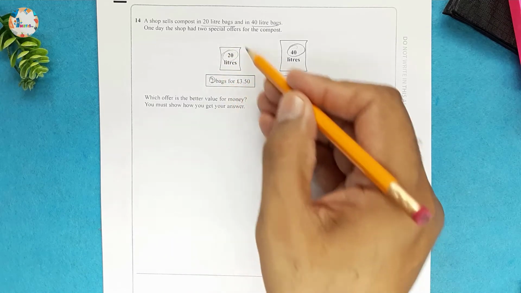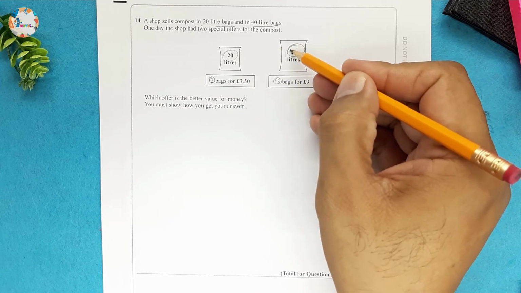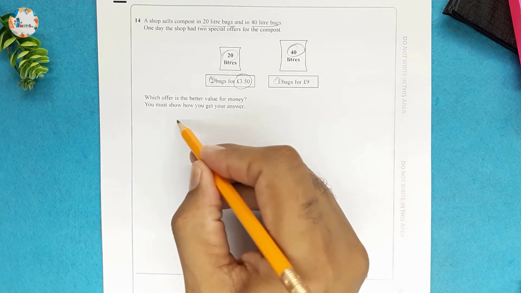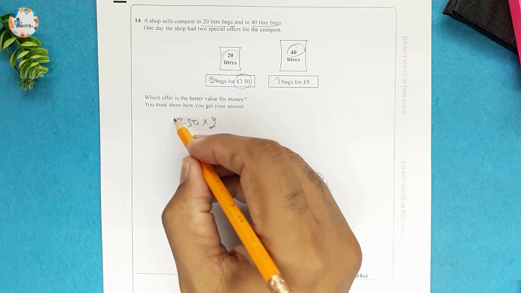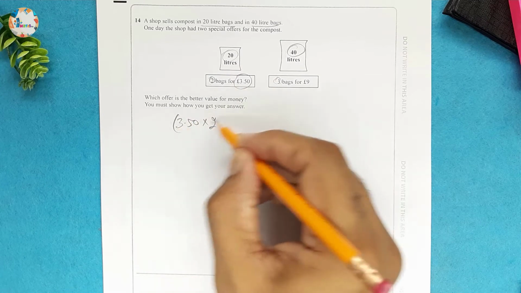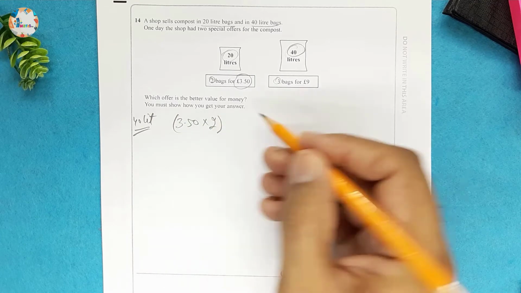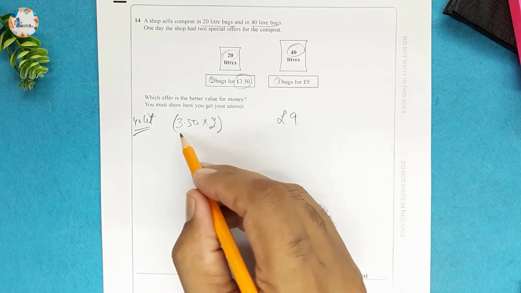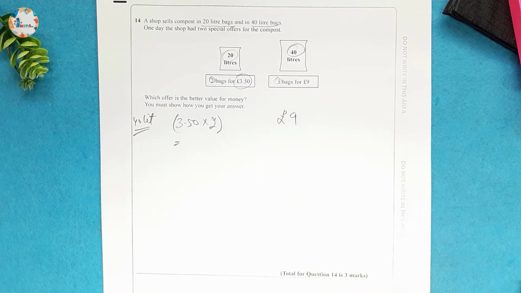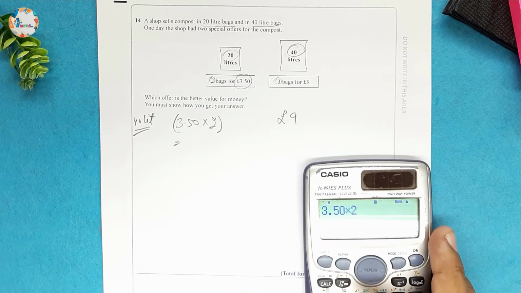So if the person is buying, for example, this many, 20 plus 20 equalize with 40. So he will be paying this much amount, 3.50 into 2. This will be for 40 liters. He will be paying this one, and this person will be paying 9 pounds. So we will check the amount. This will be equal to 3.50. 3.50 multiplied by 2 will be equal to 7.